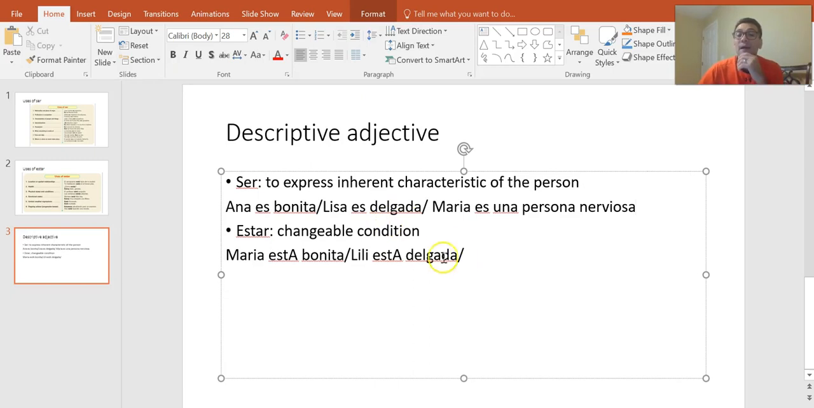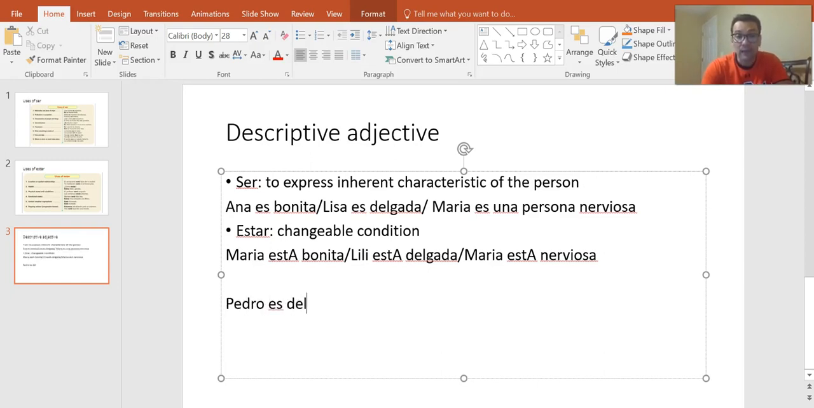And Anna, she's not nervous, but when she takes a test, she gets nervous, really nervous. So I would say María está nerviosa por el examen. This is our example.